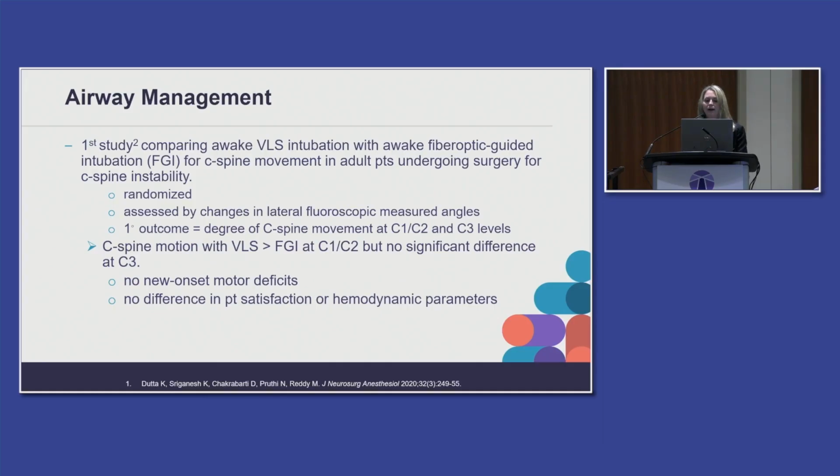In a study comparing awake video laryngoscope intubation with awake fiber optic guided intubation for cervical spine movement in adult patients undergoing surgery for C-spine instability, they found that the C-spine motion was greater with the video laryngoscope than fiber optic intubation at C1, C2, but no difference at C3. Those were their assessed levels. They didn't have any new onset motor deficits in any of the patients.